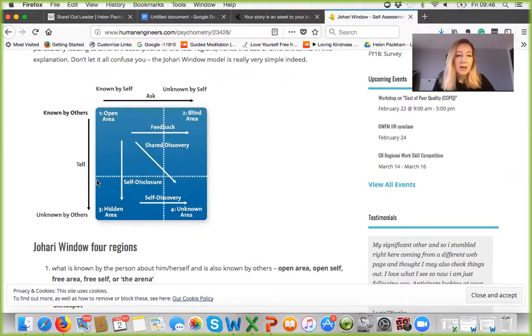Then over here we have known by ourselves but unknown by others. We know things in this area. This is also called the facade, the things that other people don't know about. This is stuff that we keep to ourselves. Now, when I was in my corporate days, I had a big hidden area.